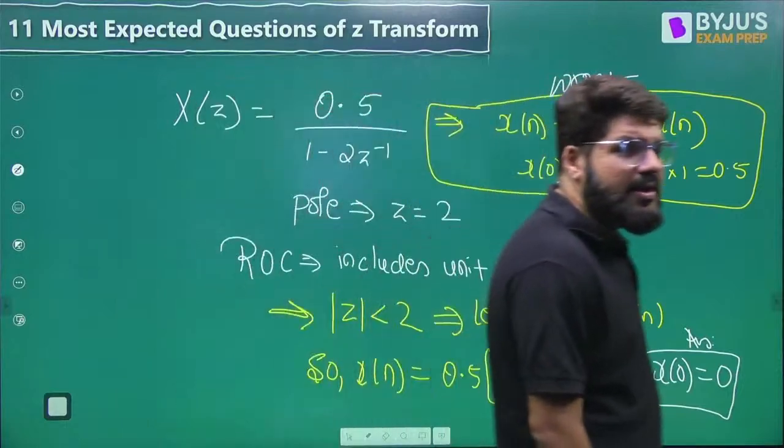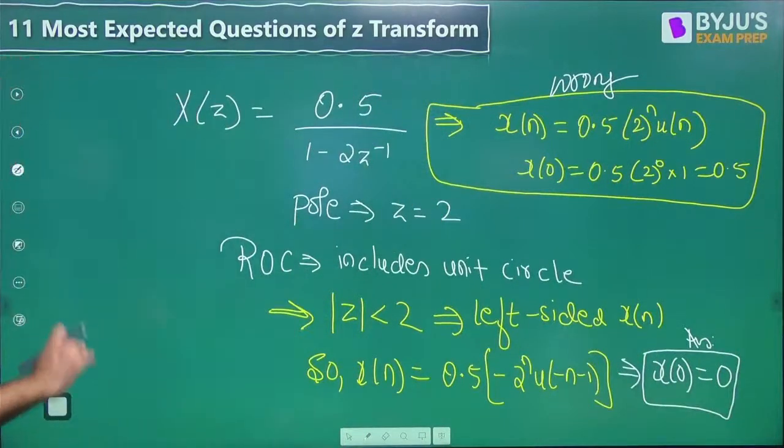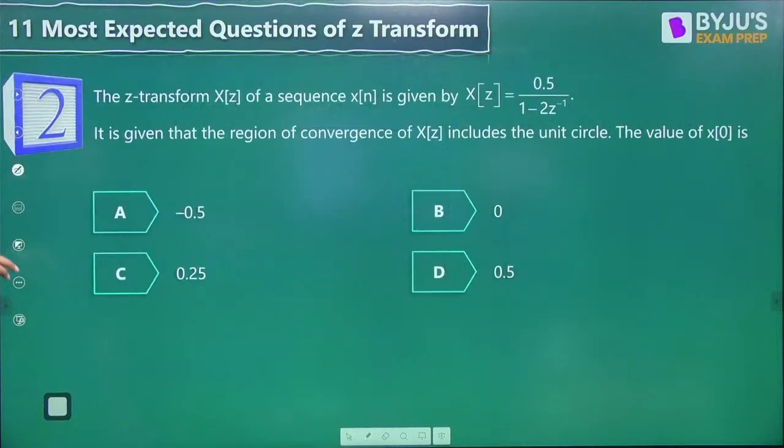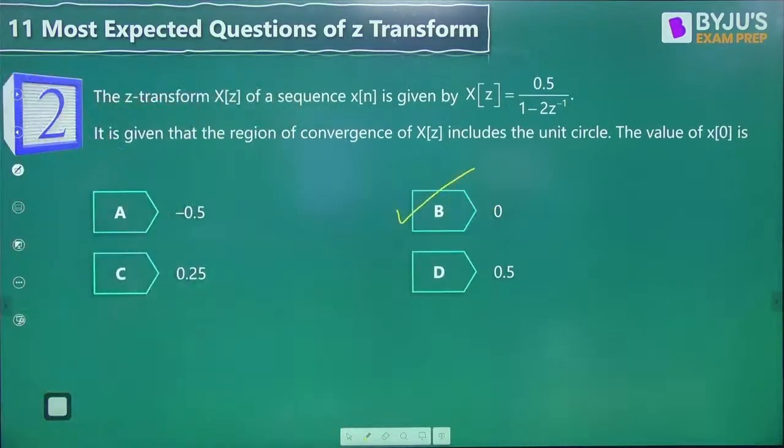This is the correct answer. x0 will be equal to 0. That is absolutely the correct answer, guys. x0 is equal to 0. This is the answer to be marked. Correct option, option number B. Moving here, next question on your screen.